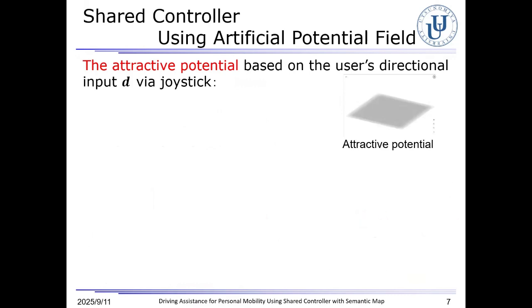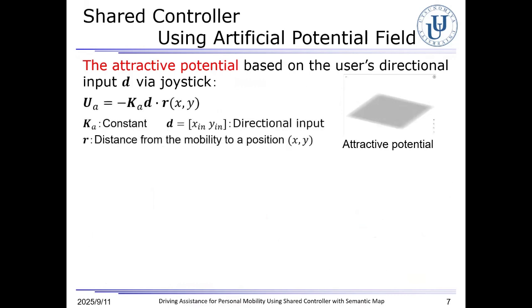Here, let us explain the shared controller. Based on the semantic map and the user's directional inputs, the control commands are computed. First, the attractive potential generated by the user's joystick input is defined using the driving input D. When the joystick is tilted in the direction indicated by the red arrow, the potential field decreases along that direction.